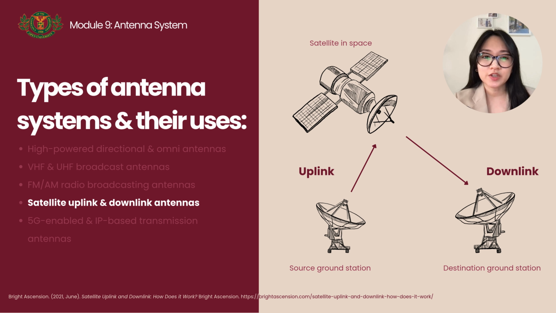When local radio stations want to share their programs across countries or continents, they can't just rely on regular FM or AM signals. This is where satellite antennas come in. So these are the big dish shaped antennas you might have seen on rooftops or in remote areas. They communicate via satellites orbiting the Earth to send and receive radio programs.